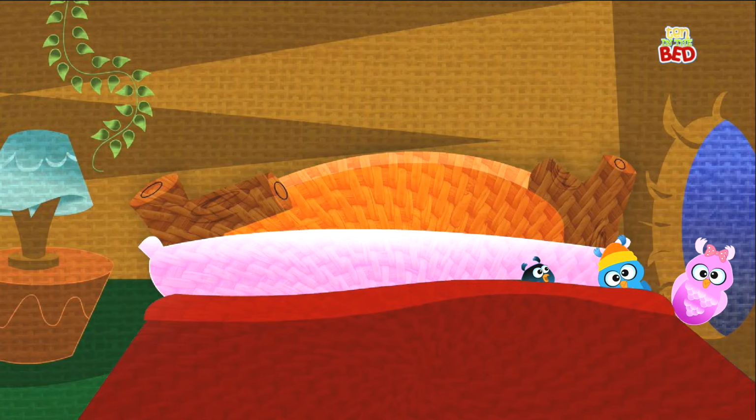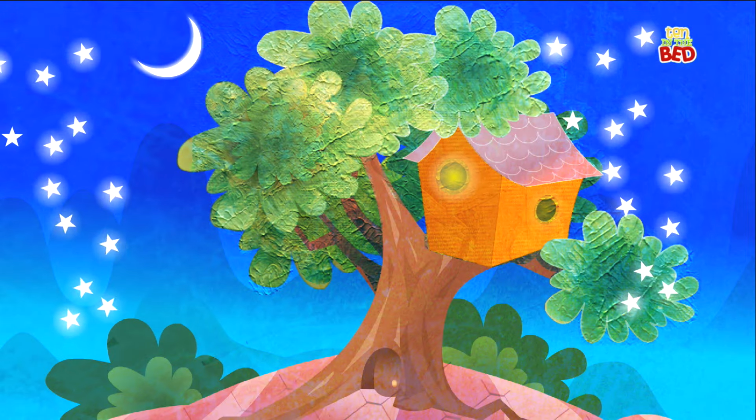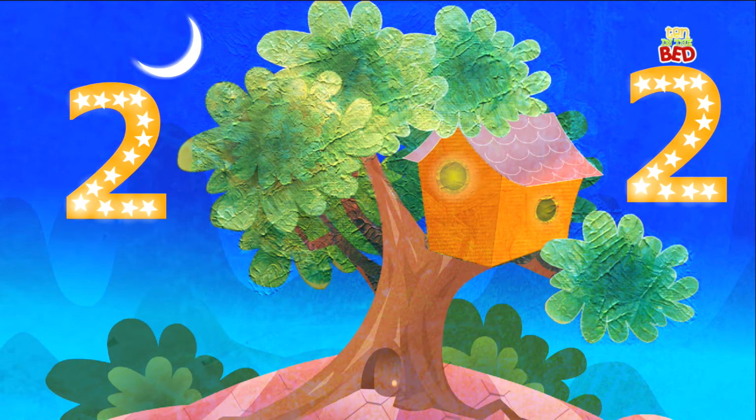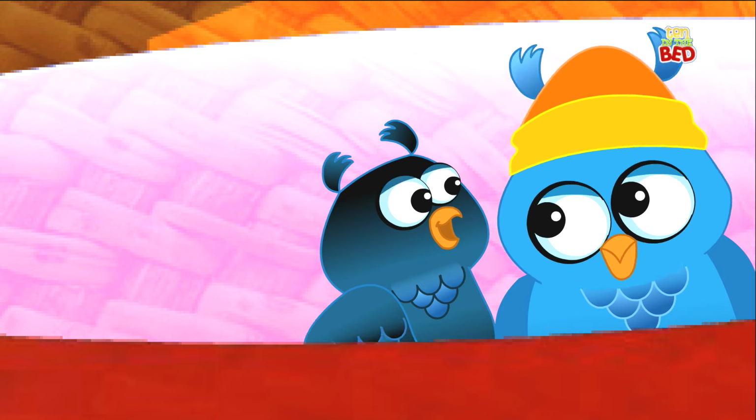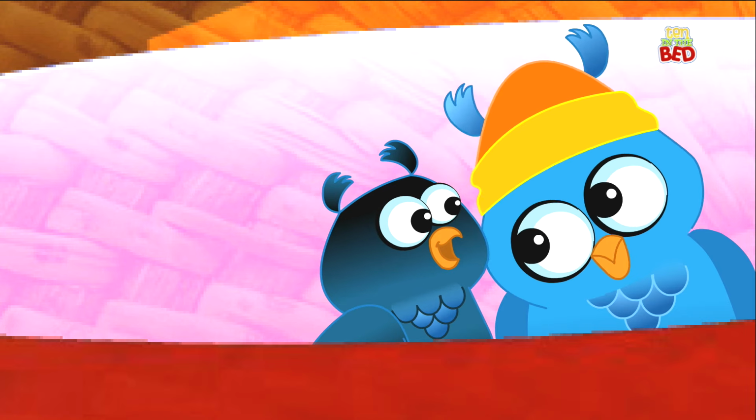So they all rolled over, and one fell out. Two, two. There were two in the bed, and the little one said, "Roll over, roll over."